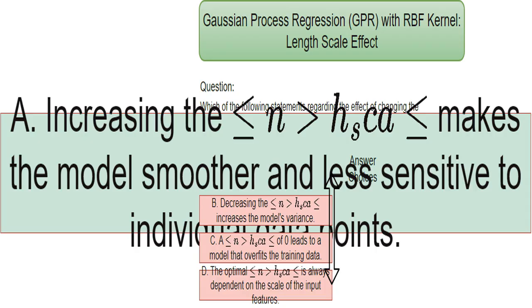This results in a smoother prediction curve, less affected by individual data point fluctuations. Imagine drawing a curve through scattered points. A larger length scale will create a smoother, more general fit.